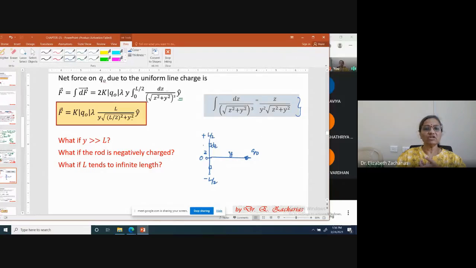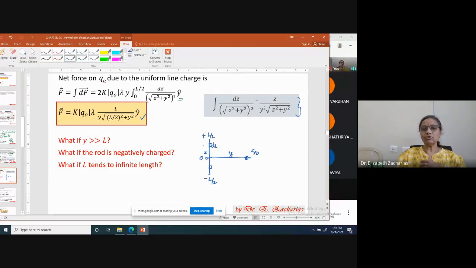Next, what is done is substitute the limits. When you substitute the limits 0 to L by 2, what happens? Straight away, you can see that for the lower limit this is going to be 0, because Z is in the numerator. For the denominator, for the upper limit, wherever Z is there, put L by 2. And for the lower limit, Z is 0, therefore that part goes off. So when you substitute, you are going to get this as the answer.